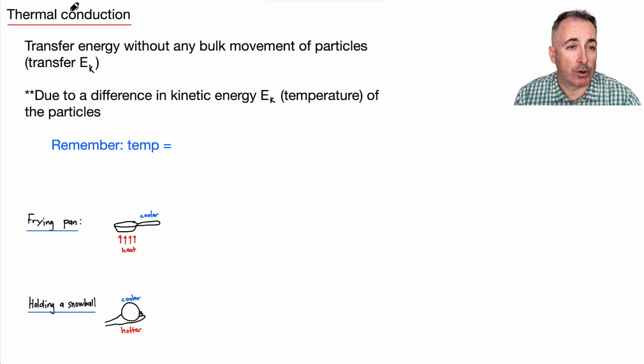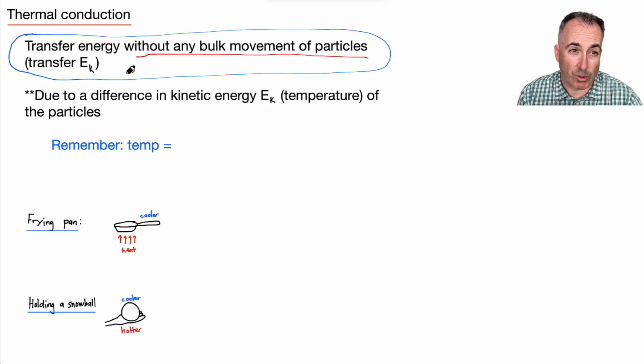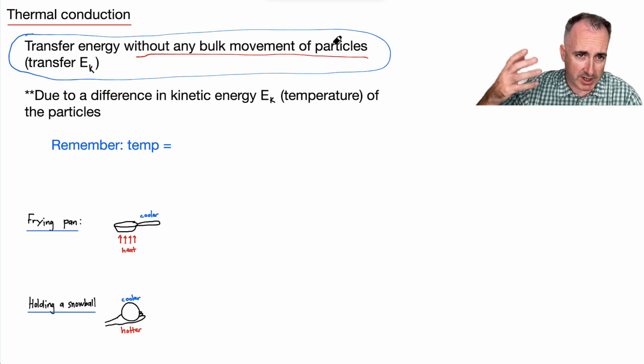Okay, so we have thermal conduction, and that's when we transfer the energy without any bulk movement of the particles. This is the key right here, okay? It's the fact that we don't have any particles actually moving from one place to another. It's actually through another process I'm going to describe. Whereas you're going to see convection is when you do move all the particles, you have a bulk movement, an overall movement. Here, though, particles aren't necessarily flowing.